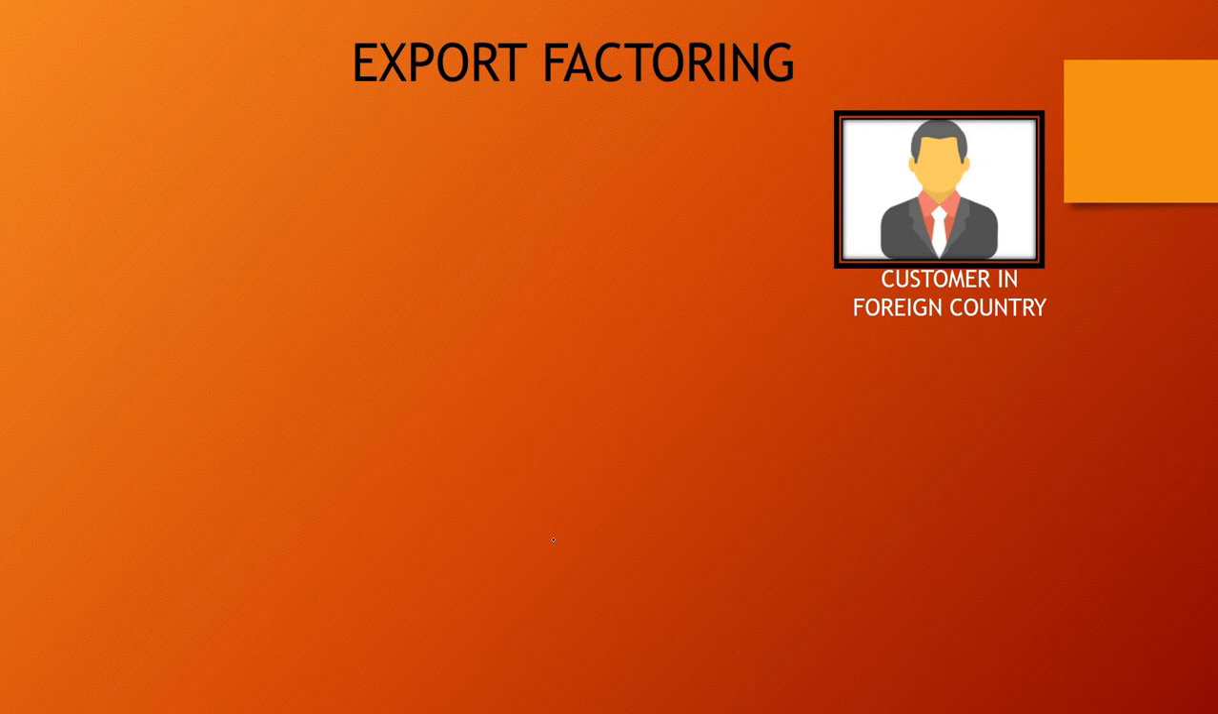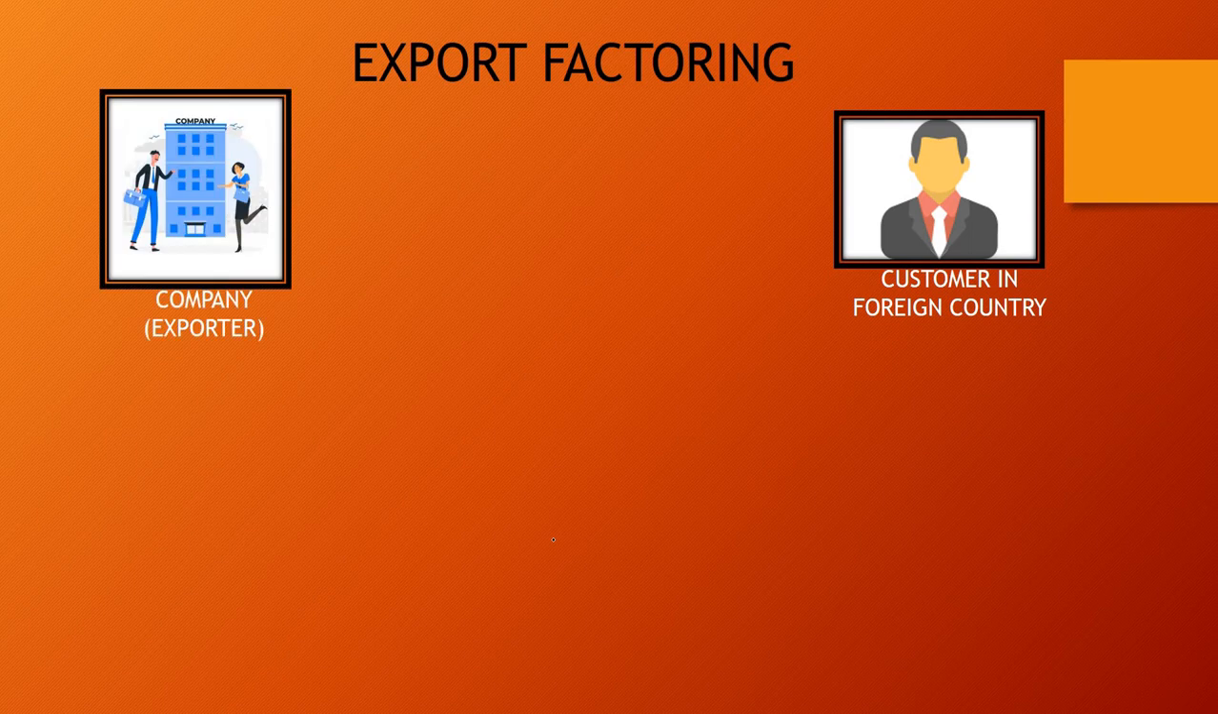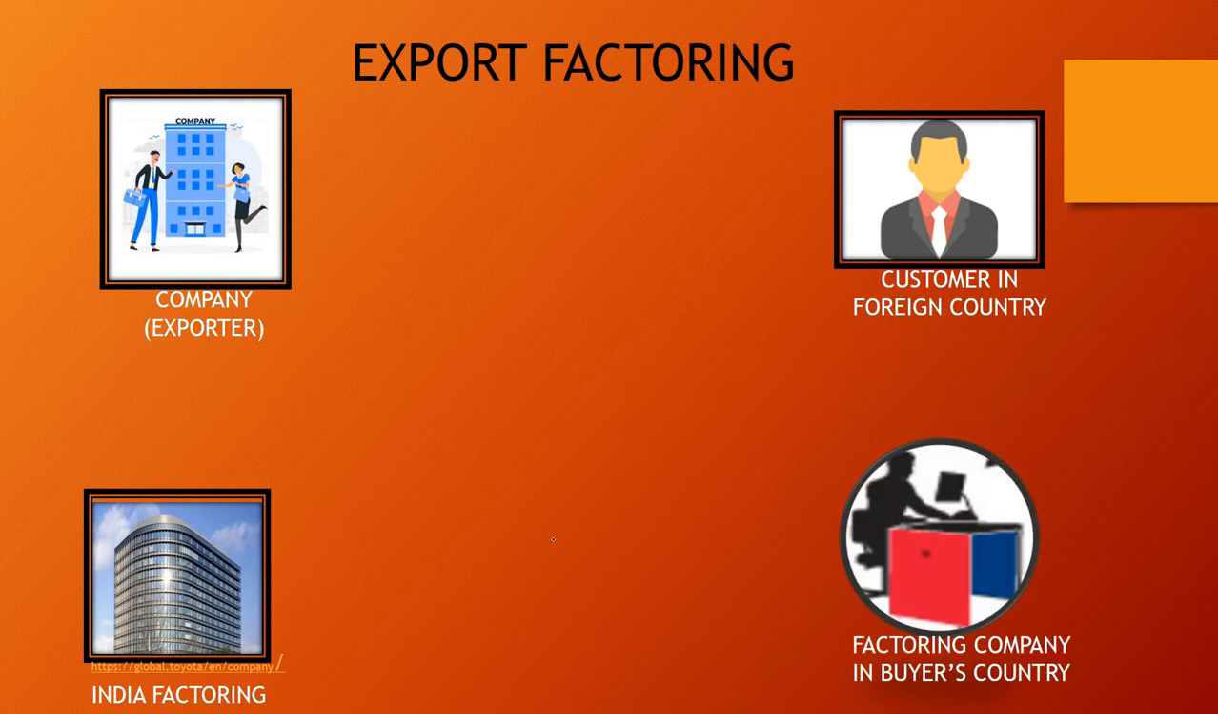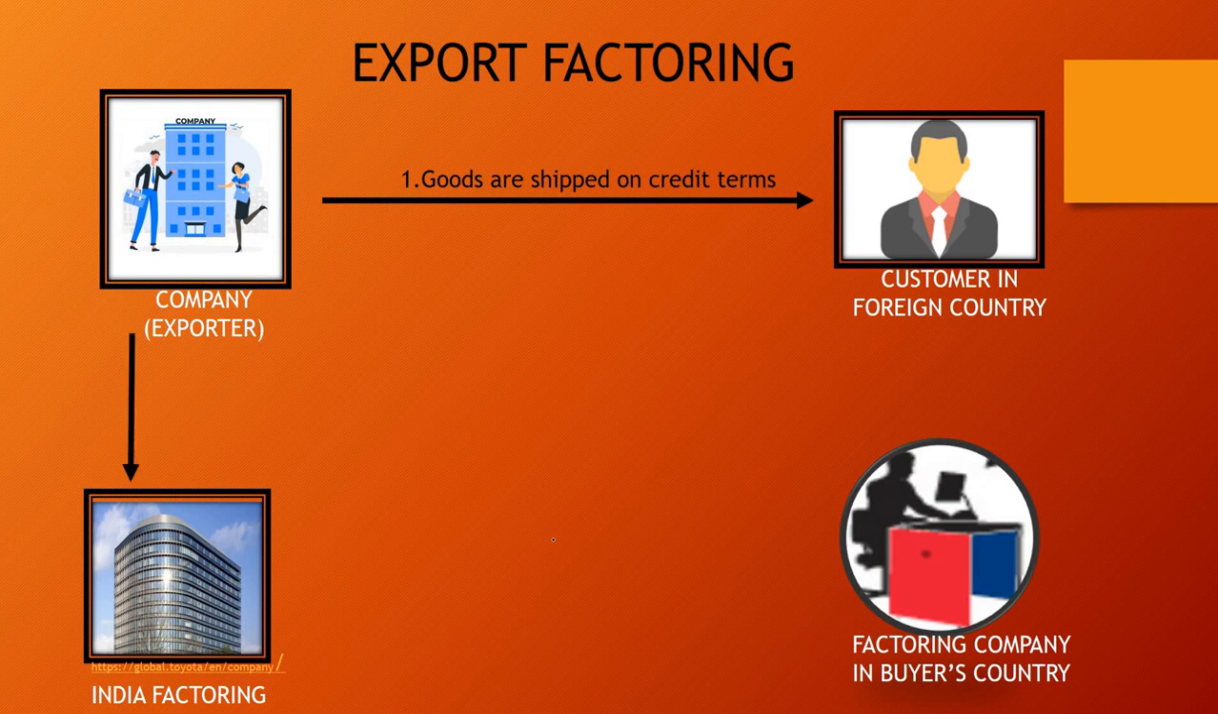Now, as the word export factoring means, the company is selling the goods on credit to some customer who is not within the boundaries, they are outside the boundaries. That means the customer is in some foreign nation. So this is your company, the customer is in a foreign country. This is the India factoring company and this is a factoring company in the buyer's country. Now this company is going to sell goods and services to this customer who is sitting in the foreign country. And if this customer is asking for the credit, so what does this company do?